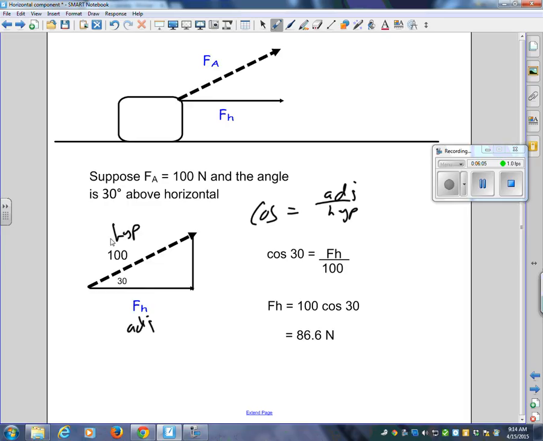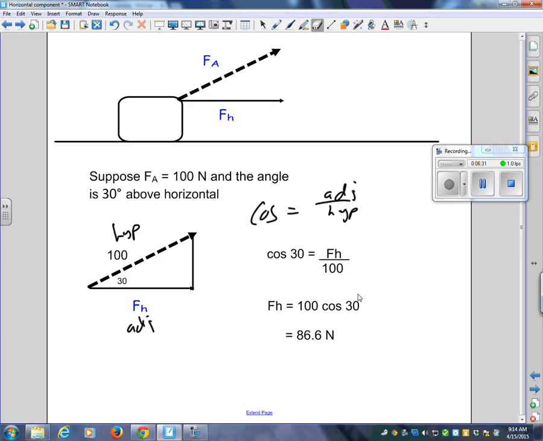In the very, very, very rare occasion, they'll put the angle there, and they just do that to be a jerk. So 99.9999999% of the time, the horizontal component can be the adjacent. So it's always going to be the cosine. So it's always going to be FH equals 100 cos 30.